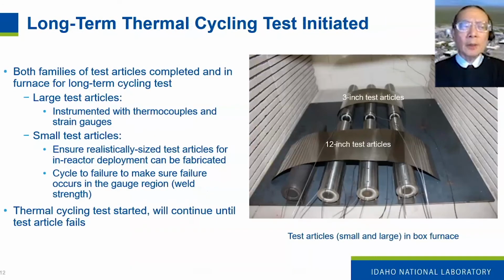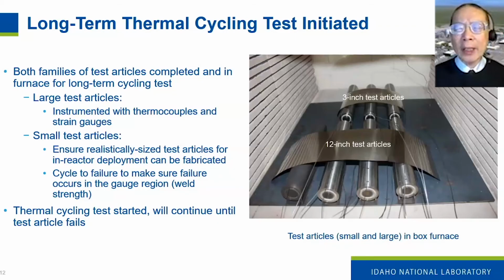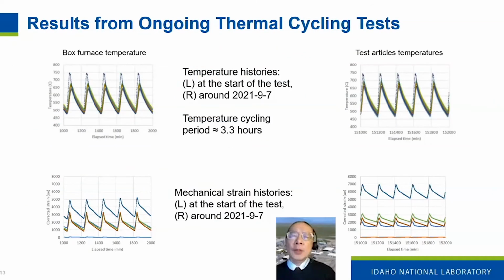We have started long-term thermal cycling tests of 4 12-inch test articles and 3 3-inch long test articles. They all have thermocouples attached. The large ones have strain gauges. For the small ones, we just use the slot in the casing for visual inspection. Here are the recorded temperature histories from all the test articles. And in the bottom row, the strain histories from the large ones.